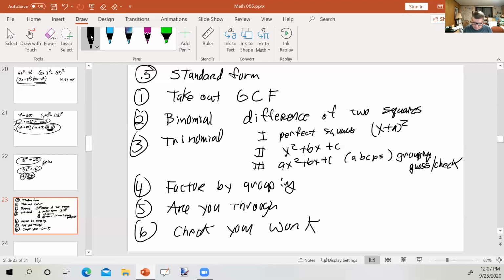So, standard form, that's descending powers, okay? That's item 0.5. Now, item number 1, take out the greatest common factor. So you want to do that before you do anything below that. Item number 2, binomials have 2 terms. Item number 3, trinomials have 3 terms. Item number 4, factor by grouping has 4 terms. And check, are you through, and check your work.